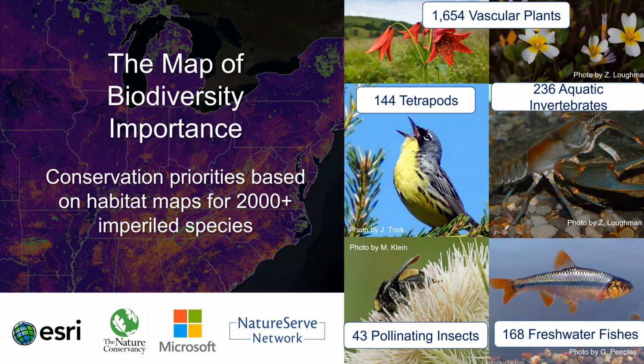So NatureServe has been taking habitat suitability modeling to scale for the imperiled species of our nation. In collaboration with Esri, the Nature Conservancy, and Microsoft's AI for Earth program, we've developed and vetted habitat suitability models for 2,216 taxonomically diverse species at risk in the conterminous US.